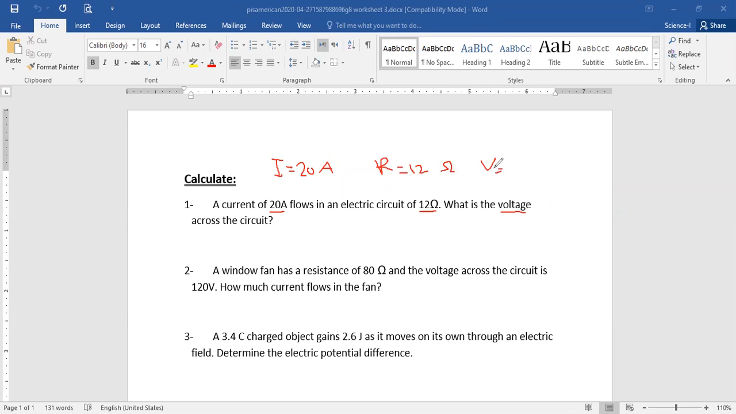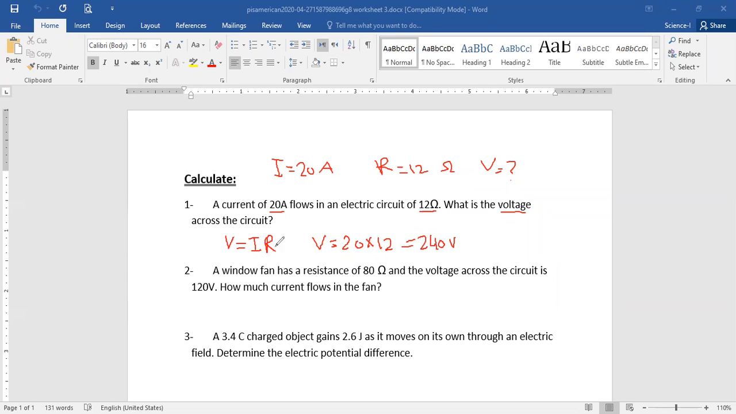The voltage is the unknown. So how could we solve this problem? Yes, Fadia? 20 multiplied by 12. The first step is that we should write the mathematical formula. So V equals IR, which means V equals 20 multiplied by 12, which equals 240. And the measuring unit, never forget it, because you lose marks if you forget the measuring unit. So the measuring unit is volt, V.